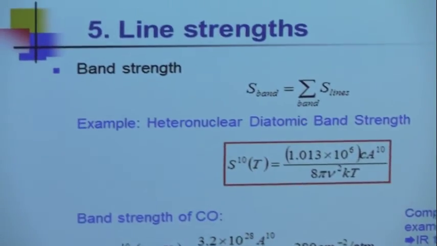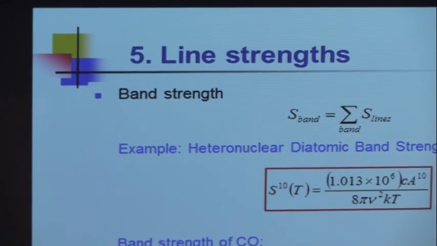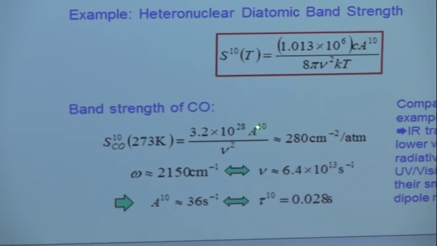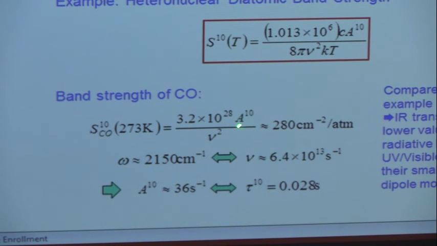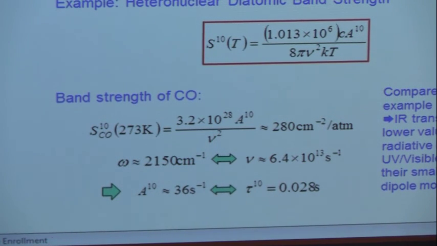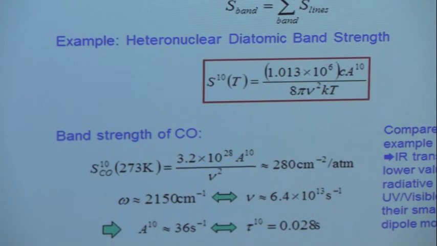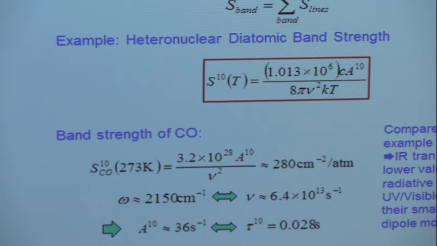This is just an example to show the relationship between the A coefficient and the band strength. So one of my students back around 1980 measured the band strength of CO, and from this we got the A coefficient. What is the A coefficient? 36. What does that say? It says that the average lifetime for the vibrational transition is 28 milliseconds. So if you put a molecule of CO in an excited state and you leave it alone, it takes 28 milliseconds to decay. If I put an OH molecule in an excited state for an electronic transition, it decays in a microsecond.